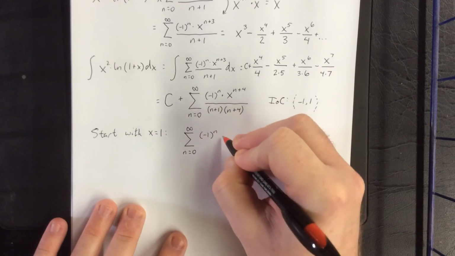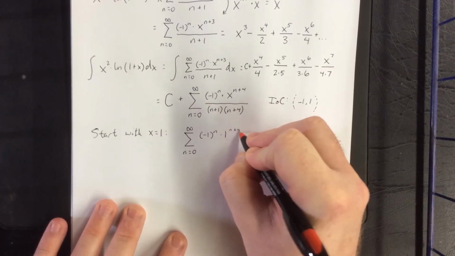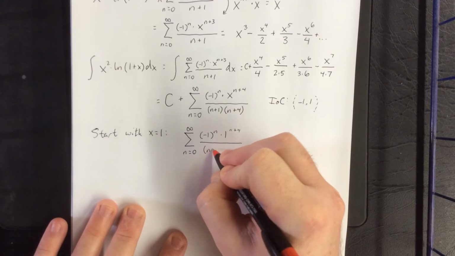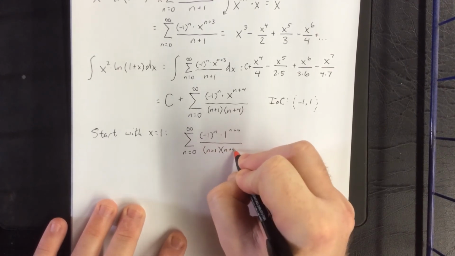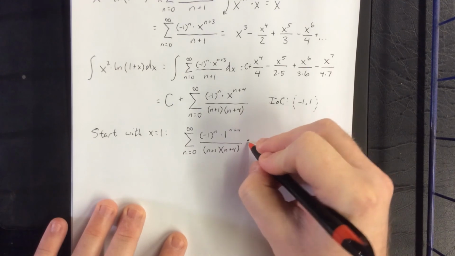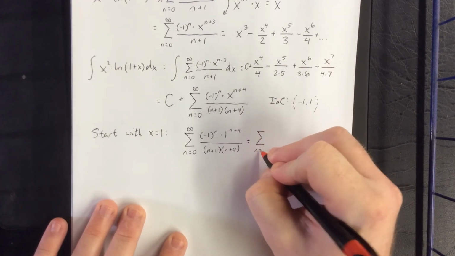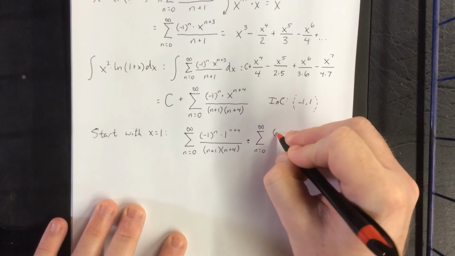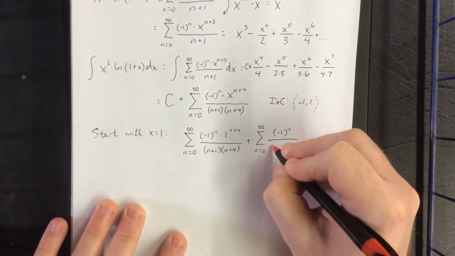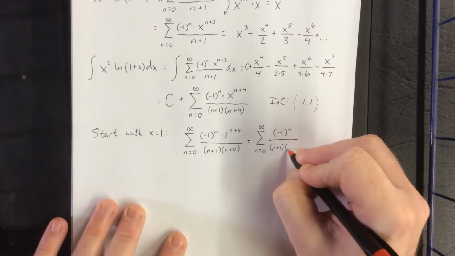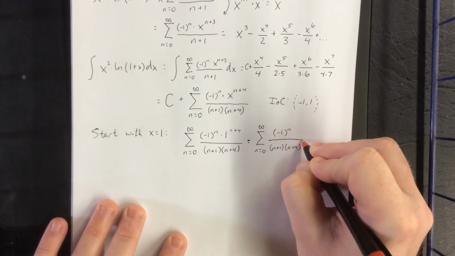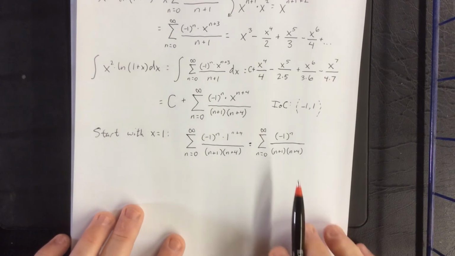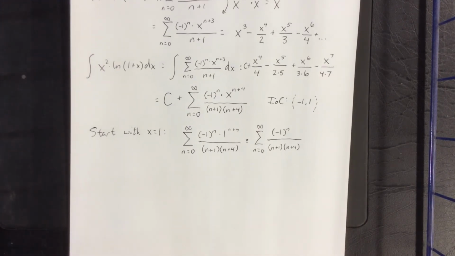Those will be negative 1 to the n power times 1 to the n plus 4 power all over n plus 1 times n plus 4. 1 raised to any power, though, is just going to give us the very same. So this would be negative 1 to the nth power over n plus 1 times n plus 4. When we take a look at this, we're going to compare this to something in an attempt to figure out whether or not this thing converges.